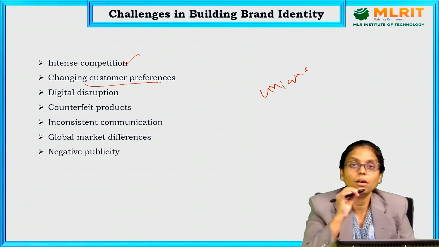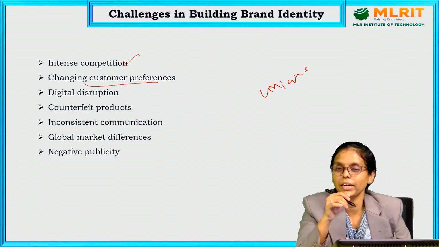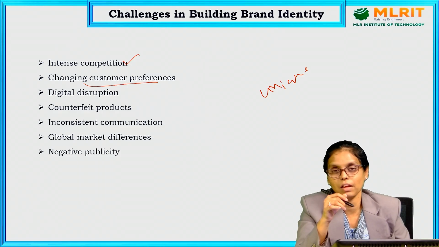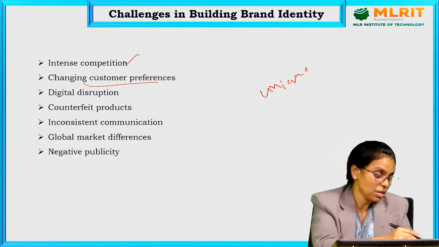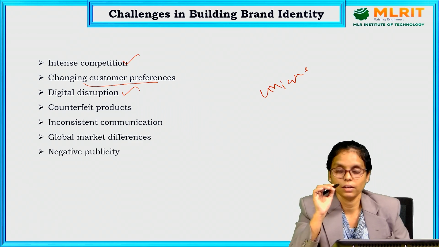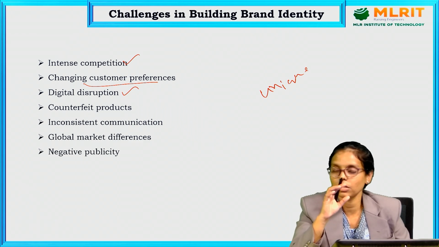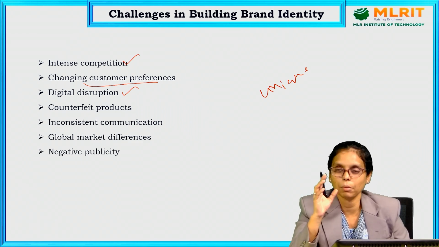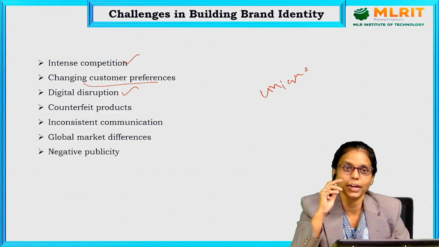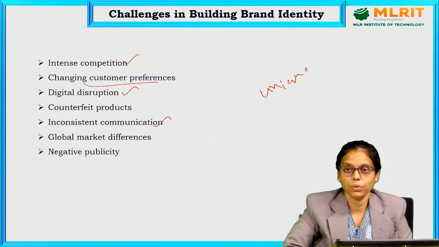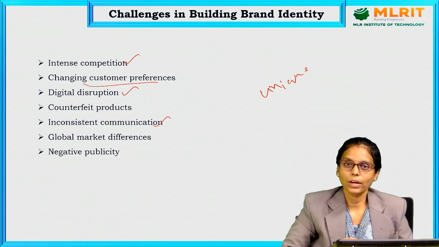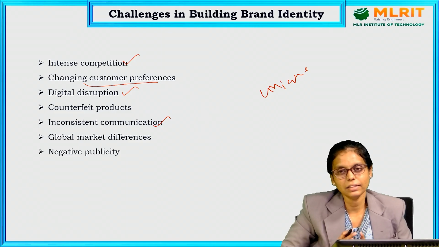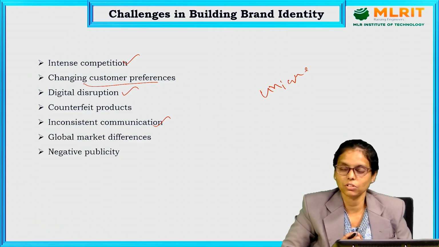Changing customer preferences. Whatever the customer's expectation was at survey time, by the time we implement, it has completely changed. Digital disruption. Digital disturbances are also created, so that our product might not build that good or positive a brand identity. Inconsistent communication. Sometimes we talk about price, sometimes about the quality of the products, etc. In these kinds of situations, inconsistency will arise.